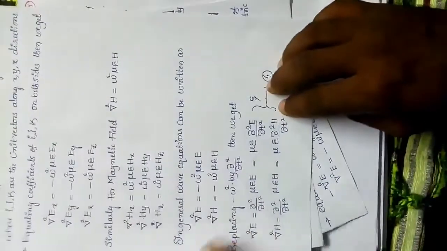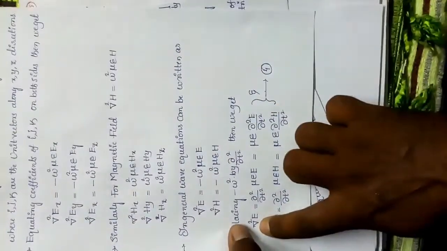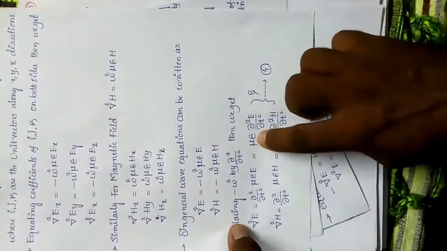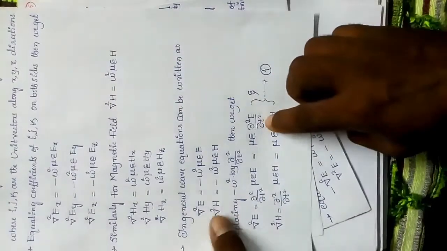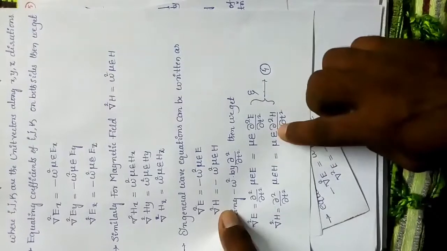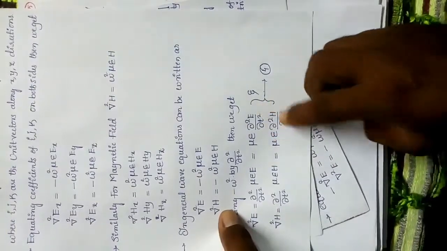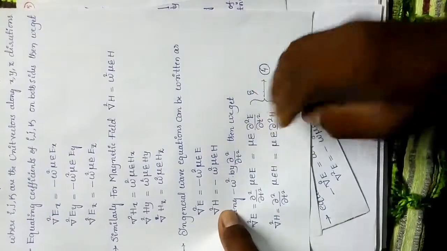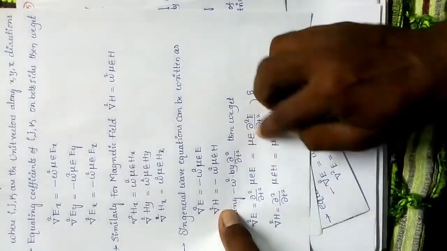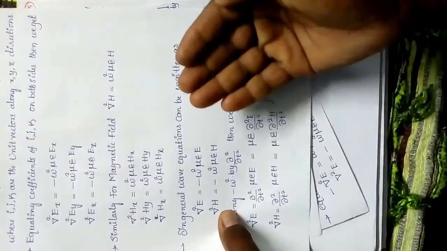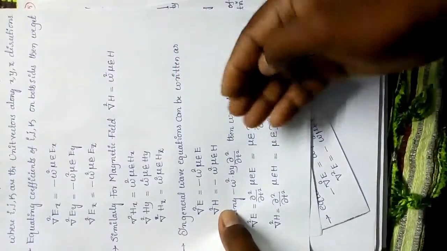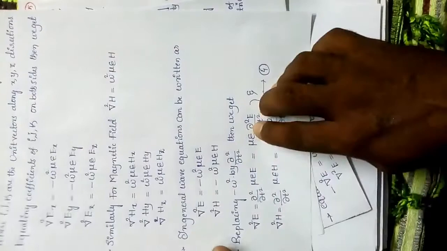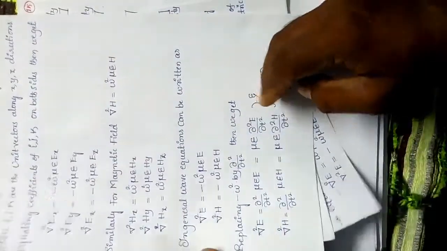So here you see ∇²E = μ ε ∂²E/∂t², and ∇²H = μ ε ∂²H/∂t². I am just writing μ and ε. I need to find the values of μ and ε, and once I find them, I substitute them in this equation. So how do we find μ into ε? Just watch.